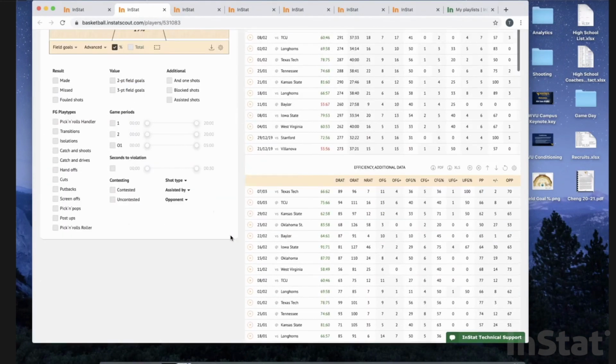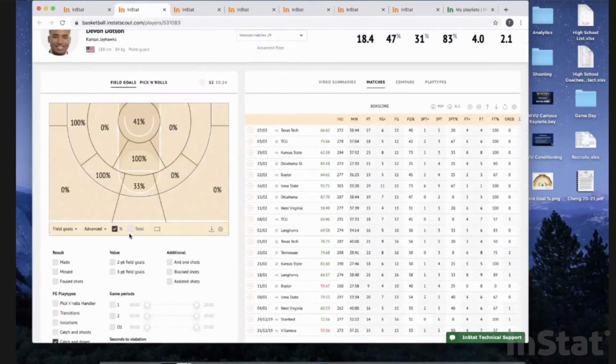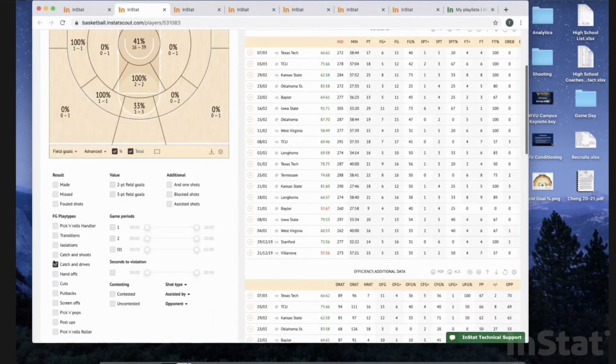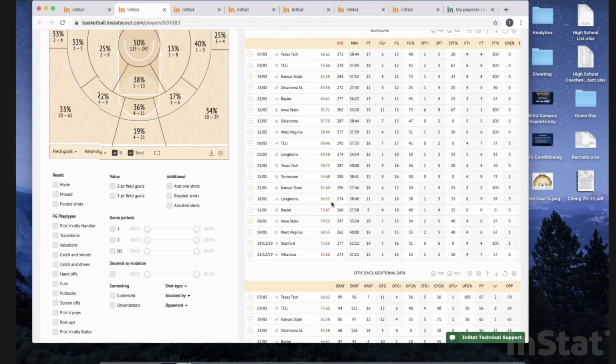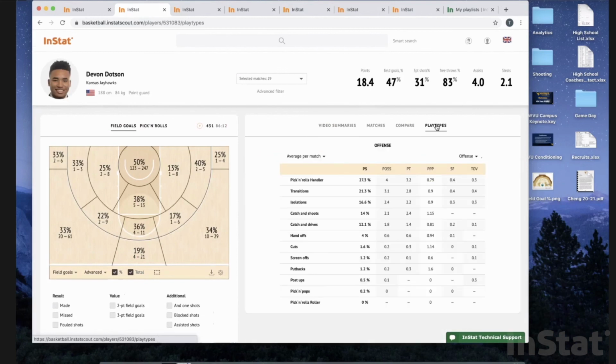And also, I think you can go catch and drives. So you can see where he's getting from when he gets a catch and drive. And then you'd obviously just click in here and see, okay, is he finishing more on the right? Is he finishing more on the left? And it's just an easier way to condense these numbers and get it more simplified and actually show you how they're scoring and more accurately show you what they like to do, as opposed to just trying to pick up on trends through watching constant game film.